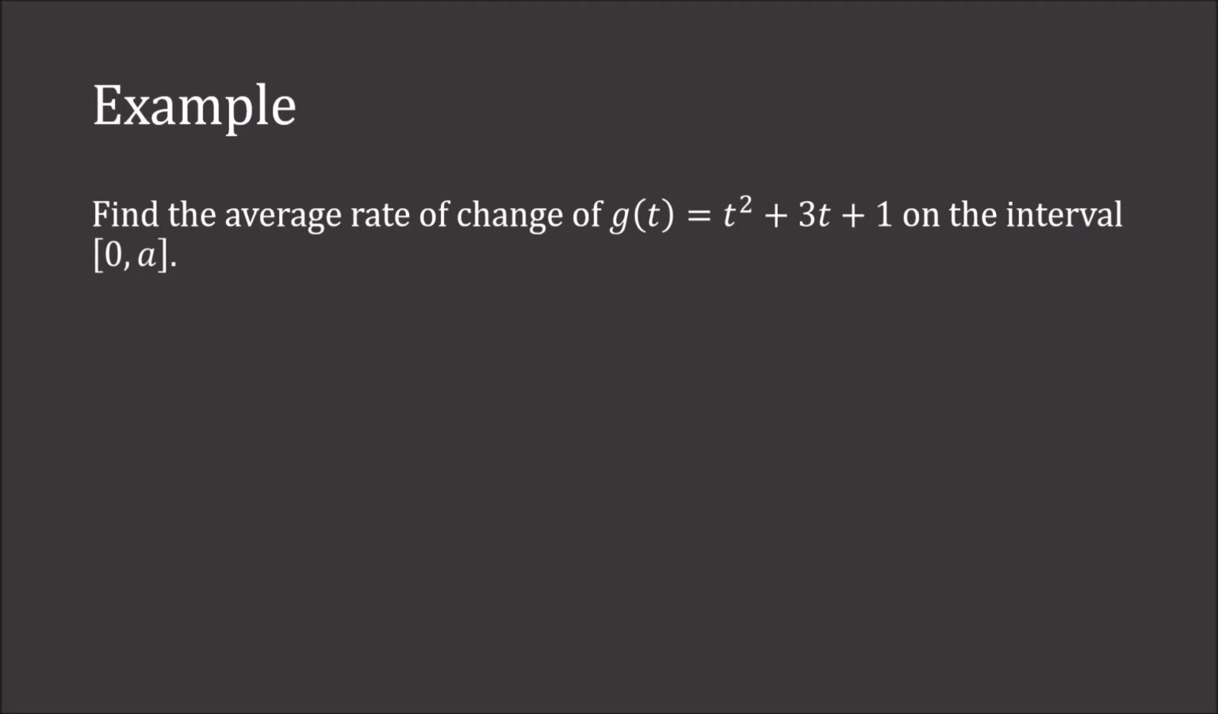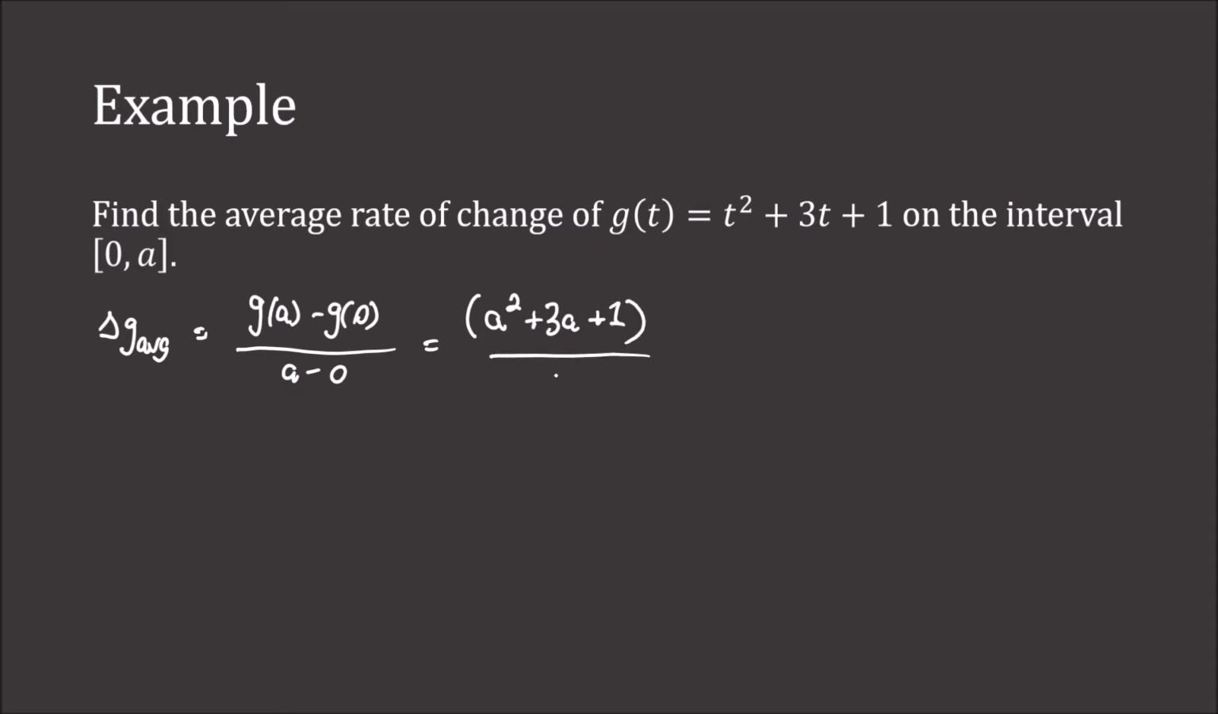Now we'll find the average rate of change of g of t equals t squared plus 3t plus 1 on the interval 0 to a. So delta g average will be g of a minus g of 0 all over a minus 0. So g of a is a squared plus 3a plus 1, minus g of 0, which is 0 squared plus 3 times 0 plus 1, all over a minus 0, which is simply a.